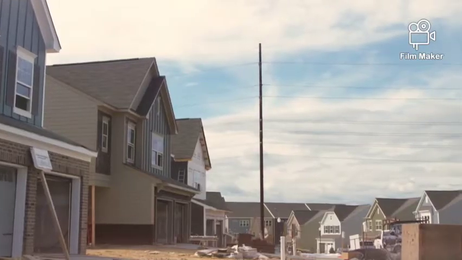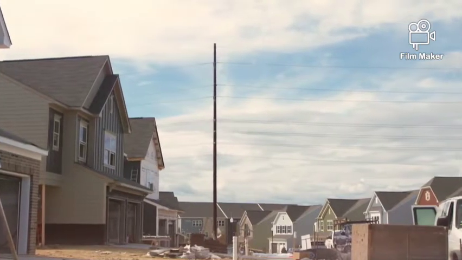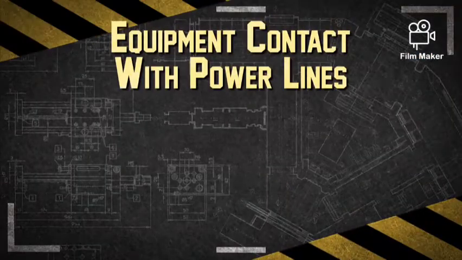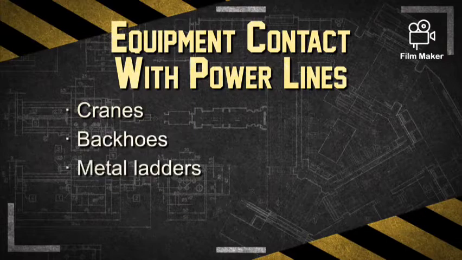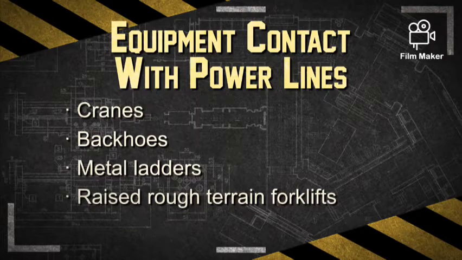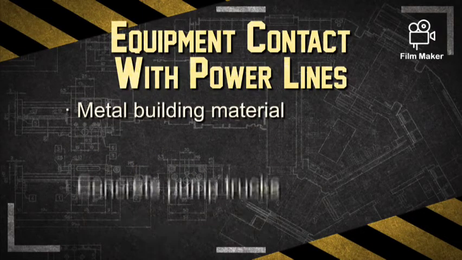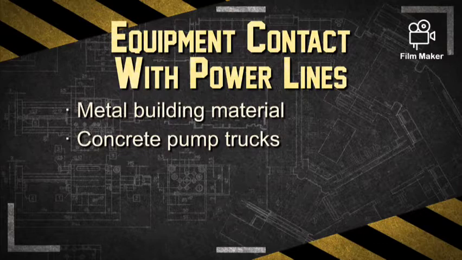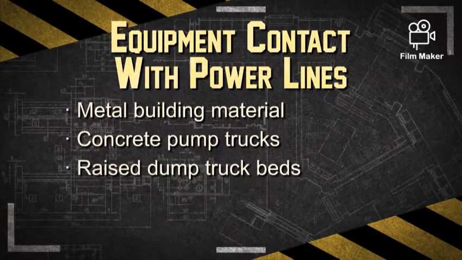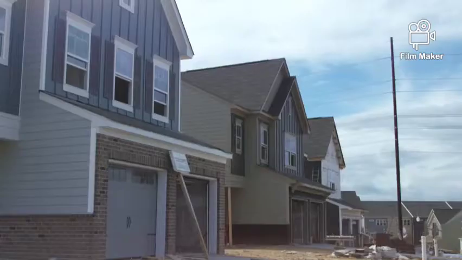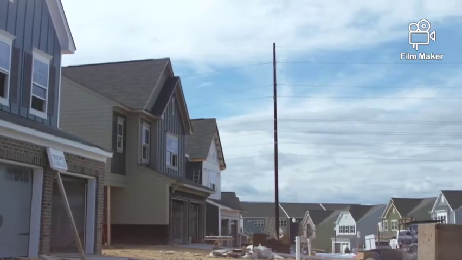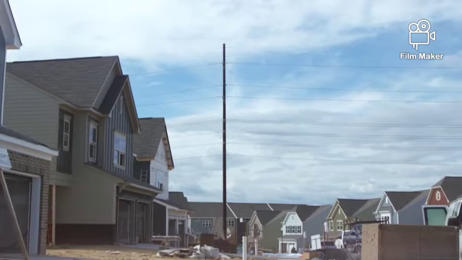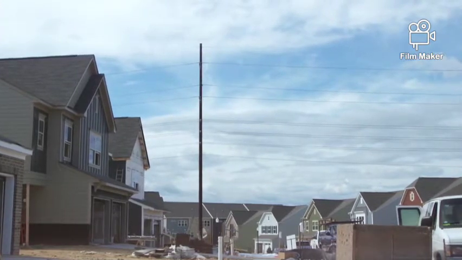The most common cause of contact with power lines comes from the use of equipment, including cranes, backhoes, metal ladders, raised rough terrain forklifts, aerial lifts, metal building material, concrete pump trucks, raised dump truck beds, and scaffolding. It's important as a worker to do a visual survey of the work area and look for any overhead power lines or buried power lines before starting work.